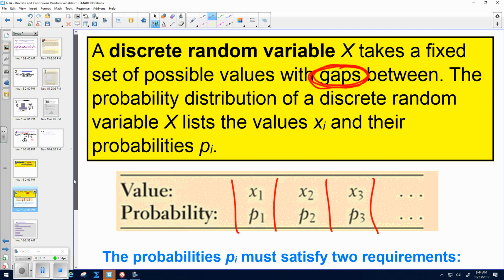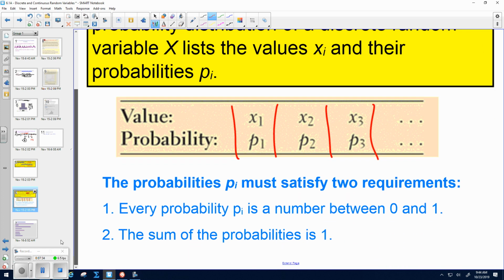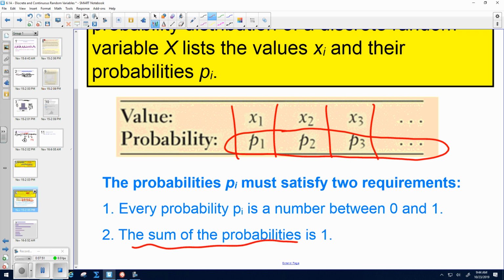And just like in the last chapter, the probabilities p_i must satisfy 2 requirements. Every probability is a number between 0 and 1. So you can't have negatives. You can't have 1.5, right? Every probability is between 0 and 1. And the sum of the probabilities has to equal 1. And this is how we check if a probability distribution is legit. Do they add to 1?